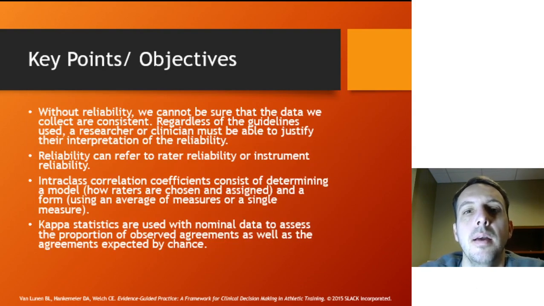So to wrap up, the importance of reliability is to make sure the data is consistent, and if the data that we are getting from the procedure or from the instrument is not consistent, then we can't equate differences between groups solely to the construct of interest. Reliability is rater reliability or instrument reliability. We talked about how we have the intra and inter-rater reliability, and then we have test-retest reliability, and then internal consistency, as well as percent agreement as far as instrument reliability.